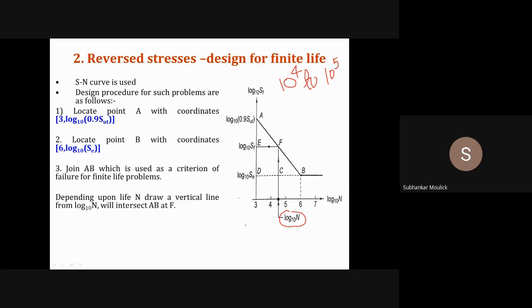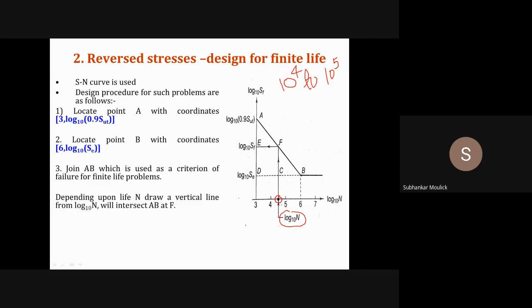Fine. Let us take any value between 10 to the power 4 cycles and 10 to the power 5 cycles. Any value in between is the finite life value for the component. That means I know the x coordinate of this particular point. That is nothing but log base 10 N. It can be any value between 4 and 5.